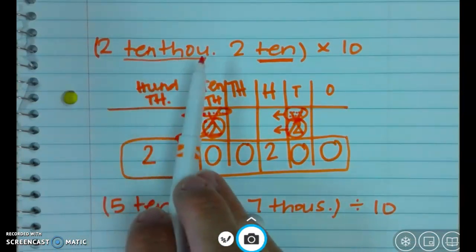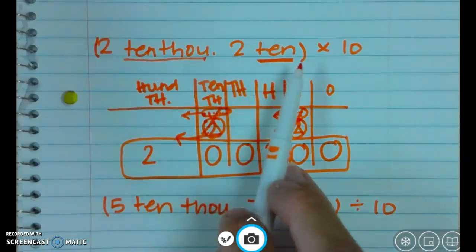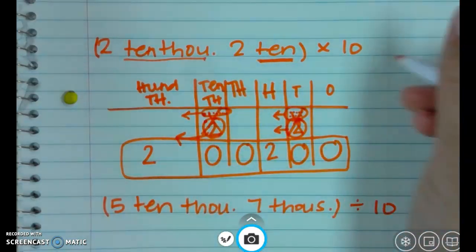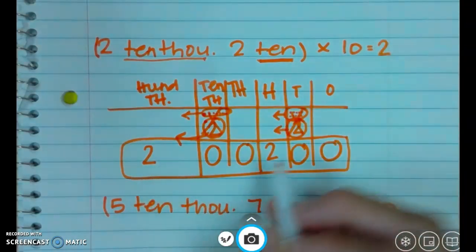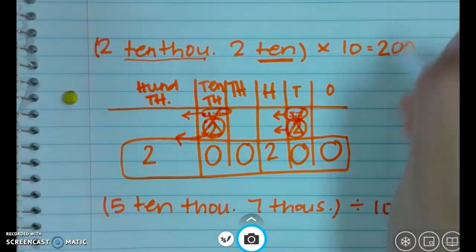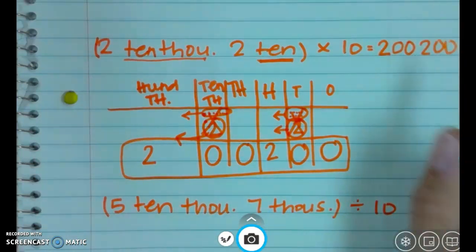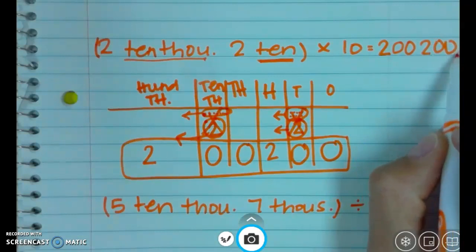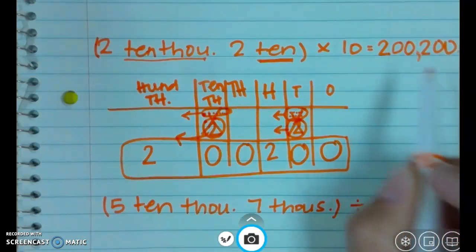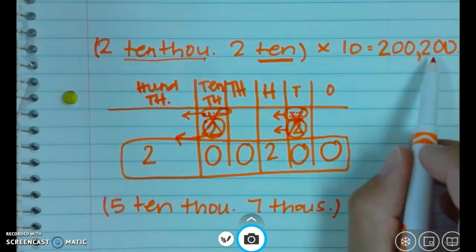2 10,000s and 2 tens times 10 equals 200,200. And don't forget those commas every 3. 1, 2, 3. So 200,200.